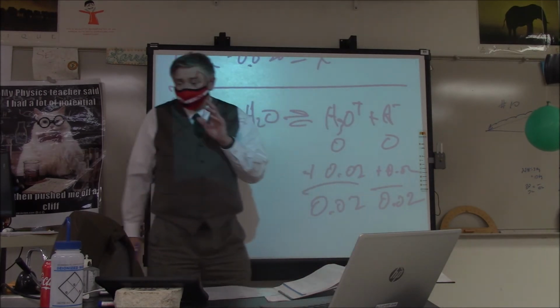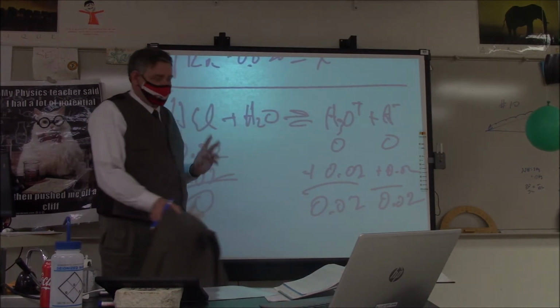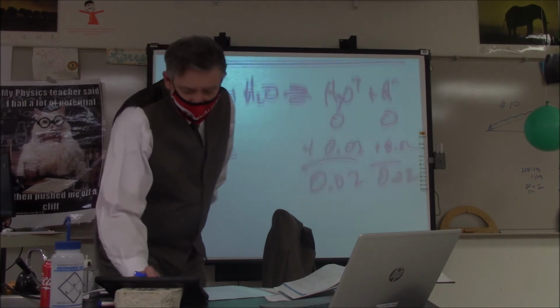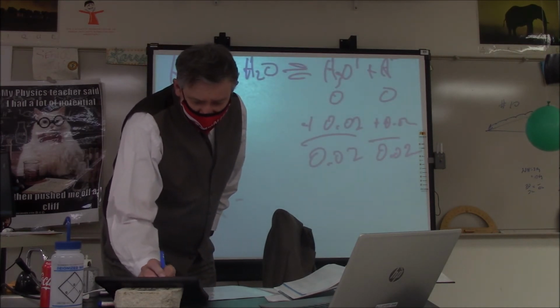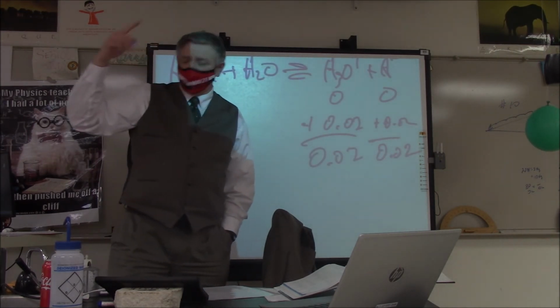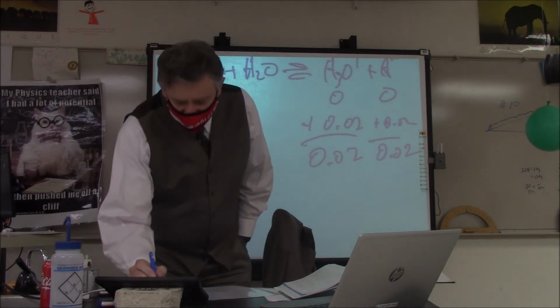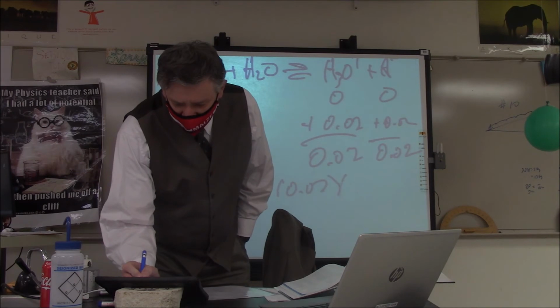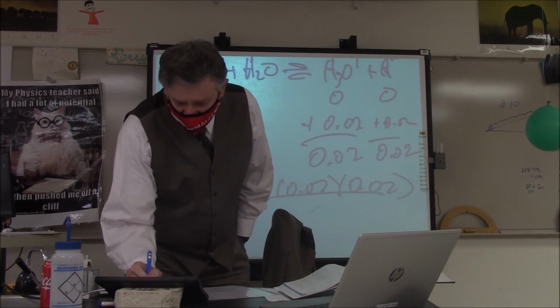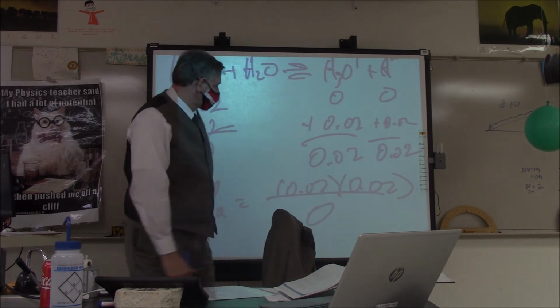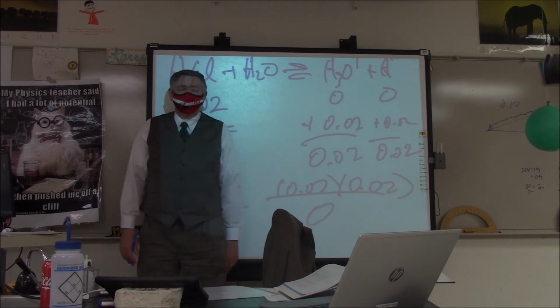So if it's a strong acid and you try to calculate a Ka value, here's why you don't have Ka values for strong acids: you would take 0.02 times 0.02 divided by 0. So as soon as you divide by 0, what's going to happen?